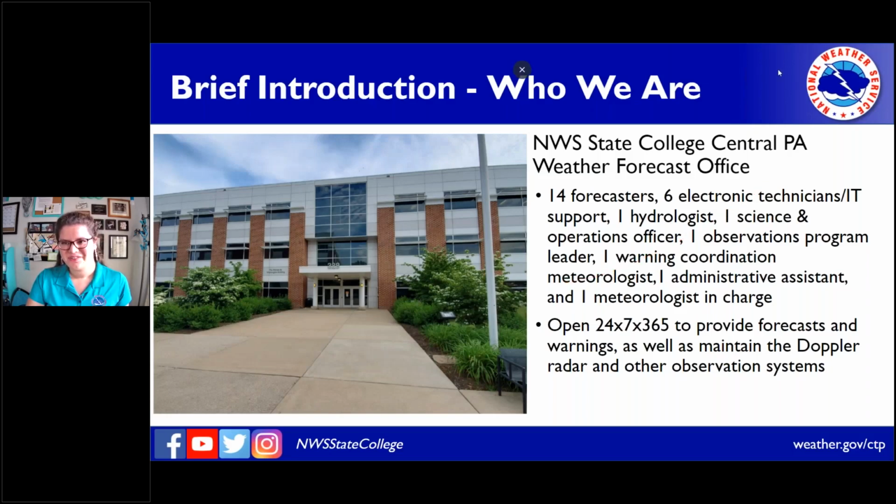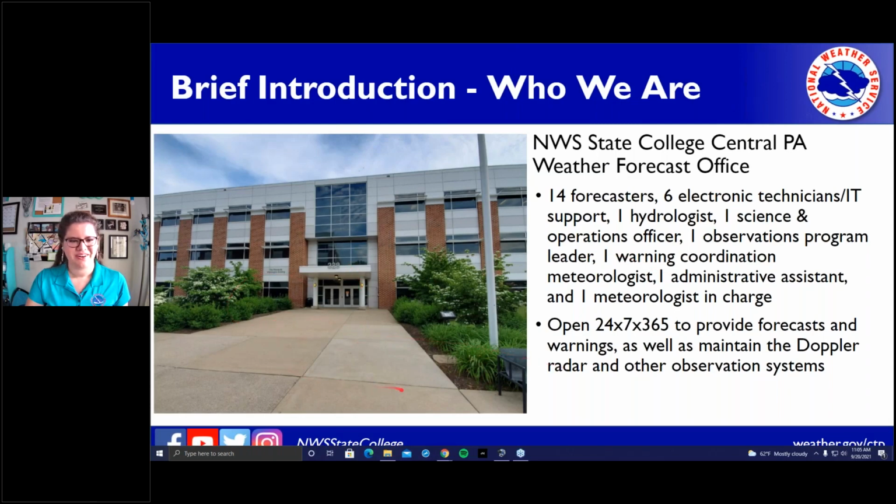So we are the National Weather Service in State College. This is our office. If you ever wanted to come visit, we are on the 3rd floor. We are comprised of 14 forecasters, 6 electronic technicians, 1 hydrologist, 1 science and operations officer, 1 observing program leader, 1 warning coordination meteorologist, which is Jonathan with me today, and 1 administrative assistant and 1 meteorologist in charge, who is our boss, essentially. We are open 24/7, 365. So we are always there, no matter what time of day, no matter holidays. We're always providing forecasts and warnings, as well as maintaining any of the equipment like Doppler radar, which we're going to be talking about today, and then all the other observation systems.